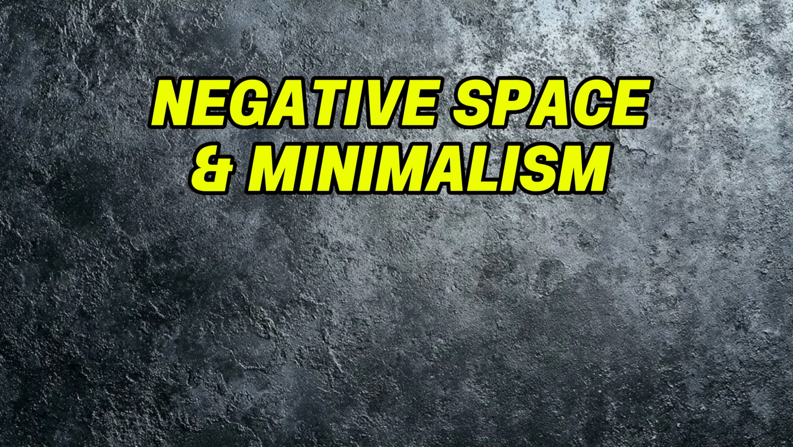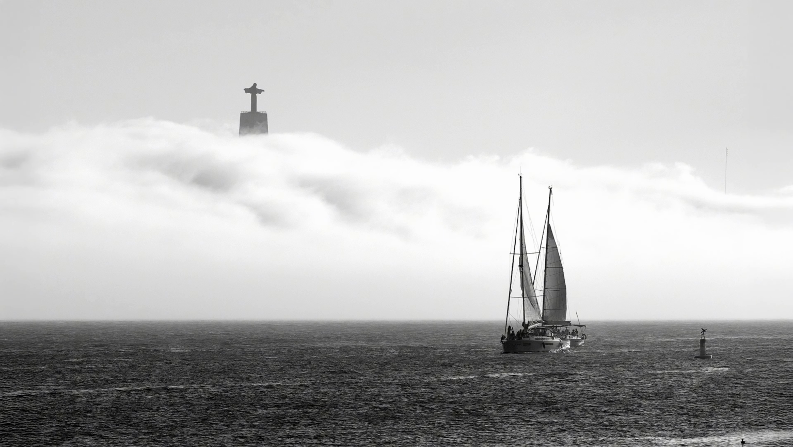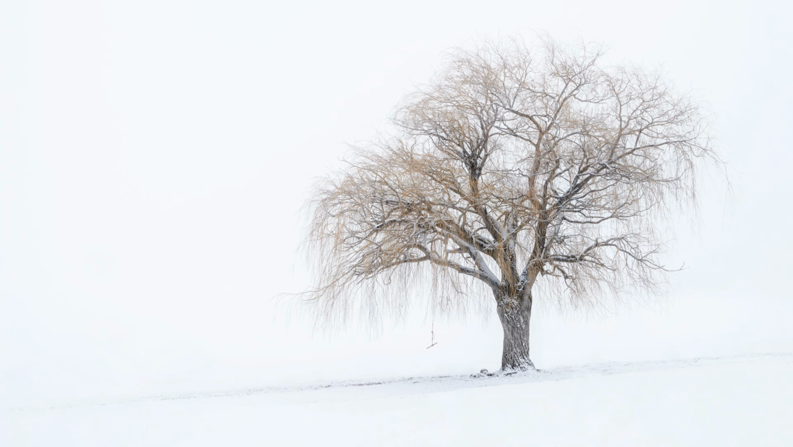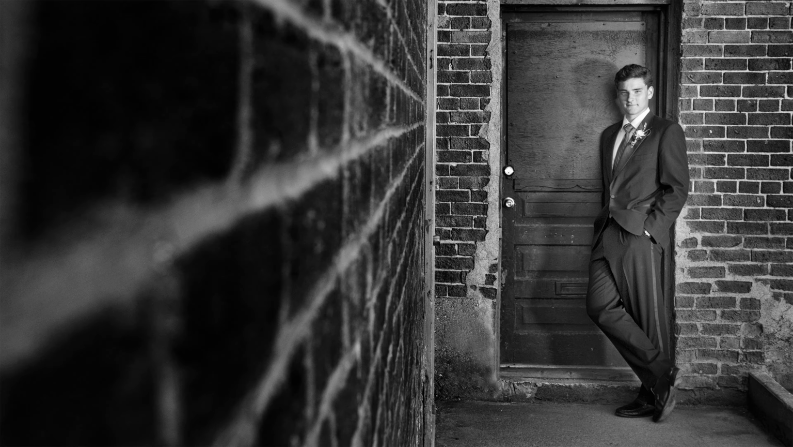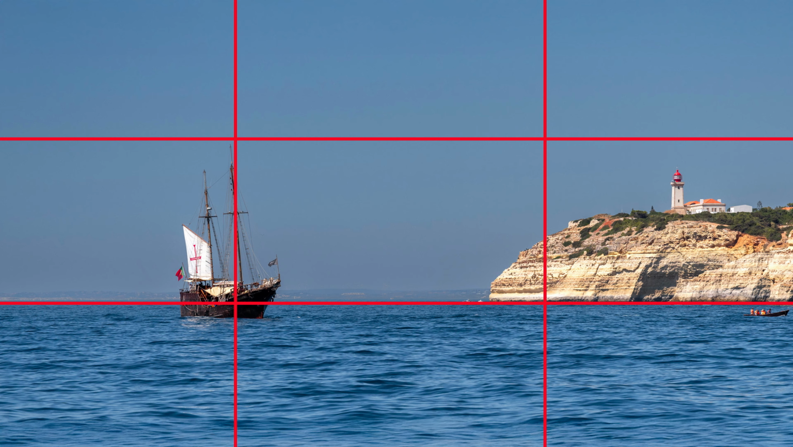Negative space and minimalism. Quiet is not empty. Quiet is control. Negative space is a tool for clarity and control. Photography teaches negative space and minimalism as composition tools because they isolate the subject and create impact. A lone tree in the fog, a person against a brick wall, a lone rock surrounded by water. Negative space works when the subject is strong enough to hold it. Place the subject deliberately, often on a third. Let the empty area become the emotional tone.